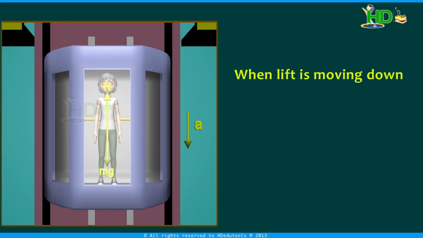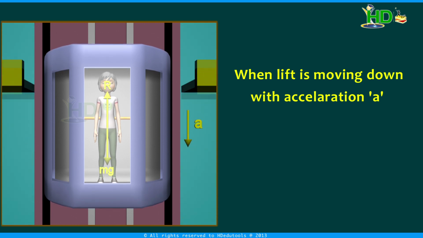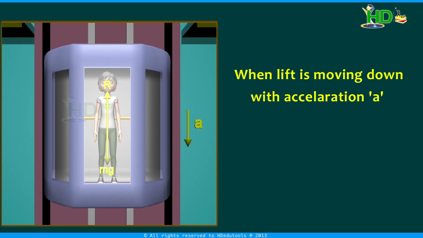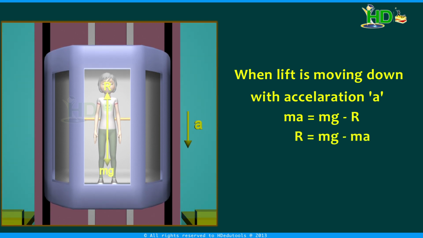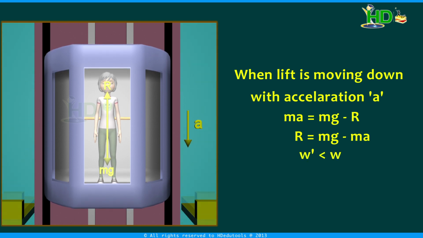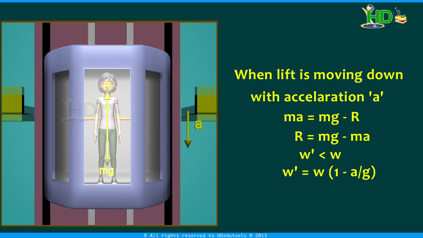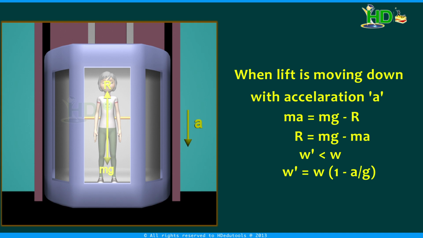Now we consider the lift moving down with acceleration a. In this case, the different forces acting on the body are the weight of the body, mg, acting vertically down, the normal reaction R vertically up, and ma, this is down. The net force ma equals mg minus R, or R equals mg minus ma. That means the normal reaction is less than the weight, or the apparent weight is less than the true weight. The apparent weight W prime equals W into 1 minus a by g. That means when the lift is moving down, the weight of the body appears to be decreased.